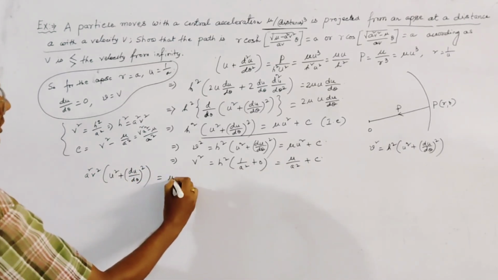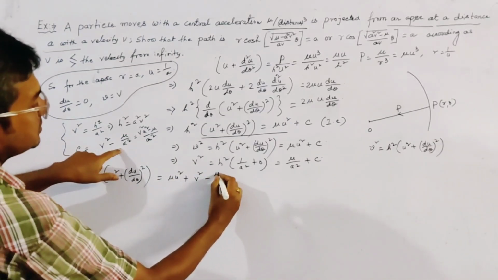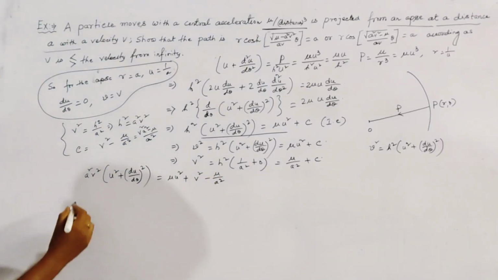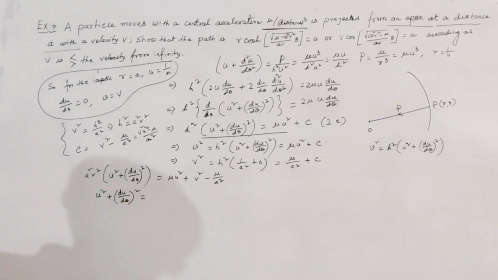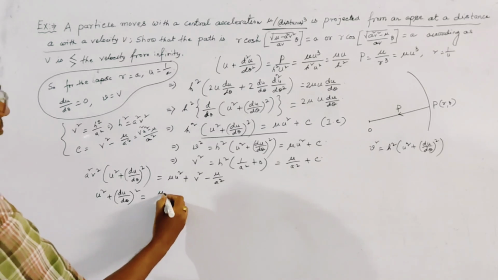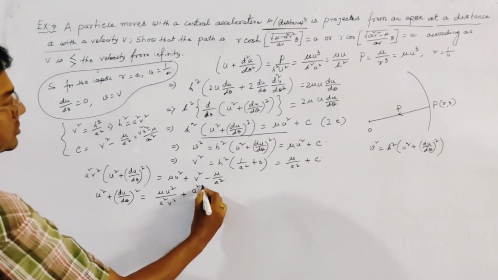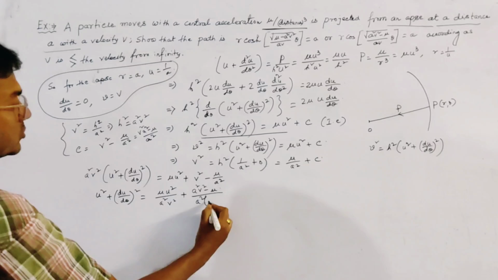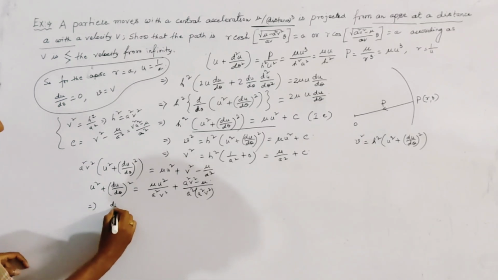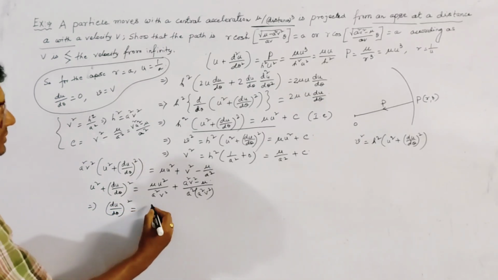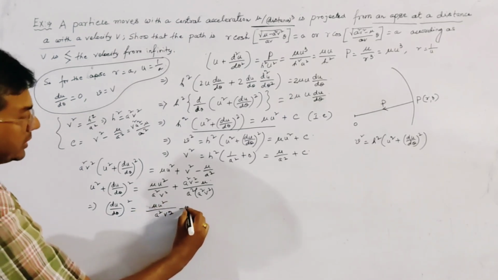This is equal to mu u square plus c, this means v square minus mu by a square, right? And we get u square plus (du/dθ) whole square, this is equal to, we get mu u square by a square v square plus a square v square minus mu by a square into a square v square. Okay, from this relation we get (du/dθ) whole square, this is equal to mu into u square by a square v square minus u square.